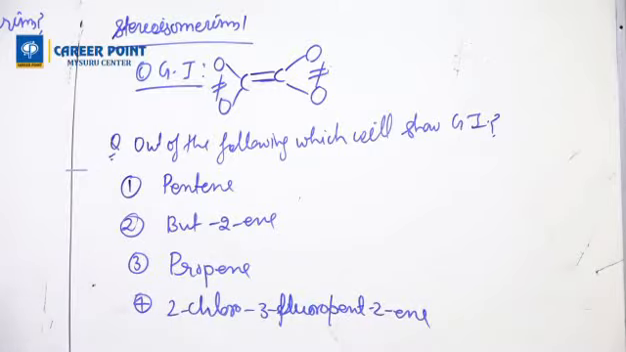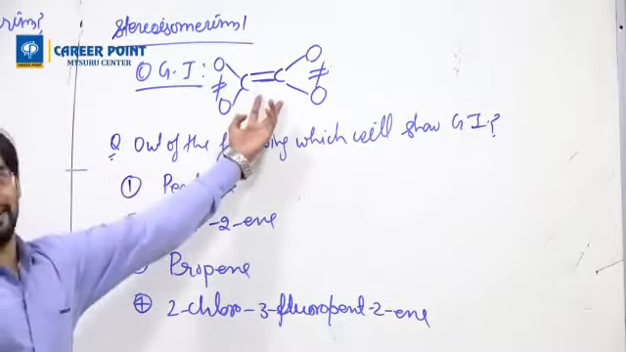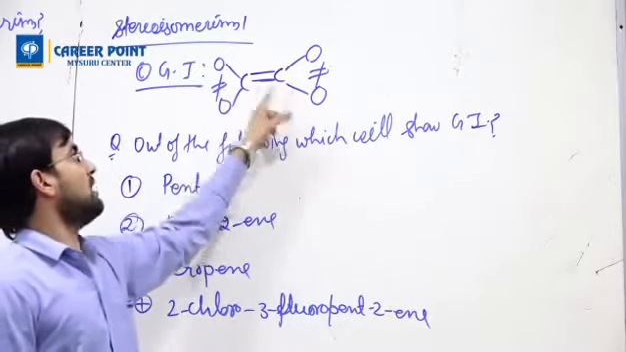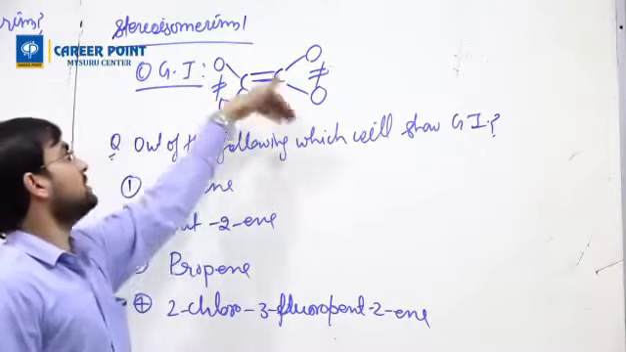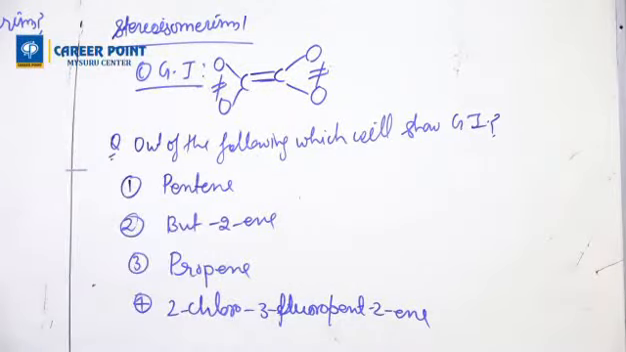So what you will do, you will draw the structure, you will find is there any double bond. If there is a double bond, then you will find these 4 sides. On finding these 4 sides, you will also find whether groups are same or different. That's how you will solve this question.